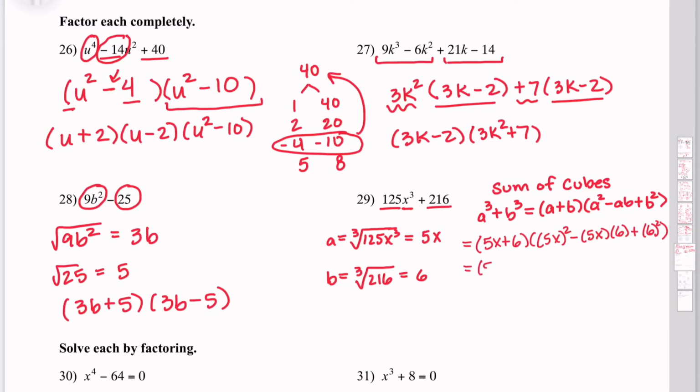Let's further simplify. So 5x plus 6 times the squared, we're going to distribute into each term in the parentheses. So 5 squared is 25, x squared is just x squared. 5x times 6 is 30x, so we have negative 30x. And 6 squared is 36, so plus 36. You cannot factor the second part, so we're just going to leave it as is, and this is how you use the sum of cubes to factor out a function.